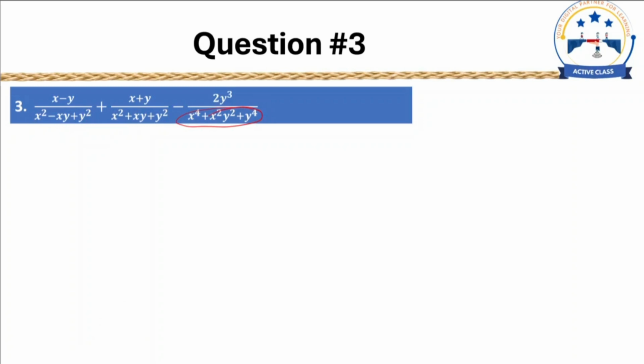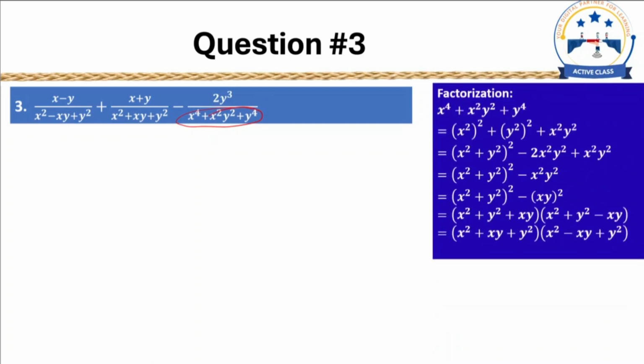Let's factorize the denominator, okay? X power 4 plus x square y square plus y power 4. What we do is, we write x power 4 and y power 4 together, and we convert x power 4 into x square whole square and y power 4 into y square whole square. Now, I believe you know the formula of a square plus b square, which is a plus b whole square minus 2ab. Here in place of a, we have got x square, in place of b, we have got y square.